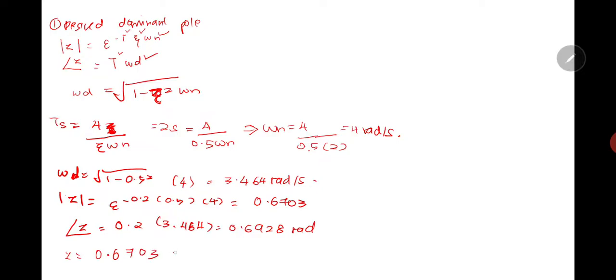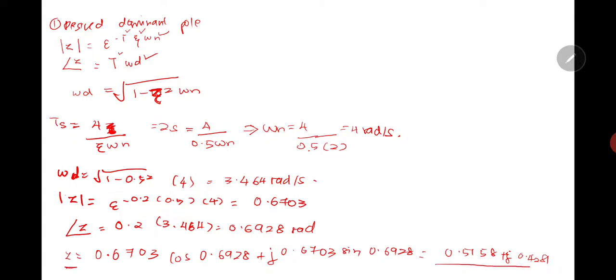This multiplied by cos of the angle, plus j, sine of the angle. This is equivalent to 0.5158 plus j. Once we have this, this is the desired dominant pole. Once we have this desired dominant pole, we can sketch the root locus already.